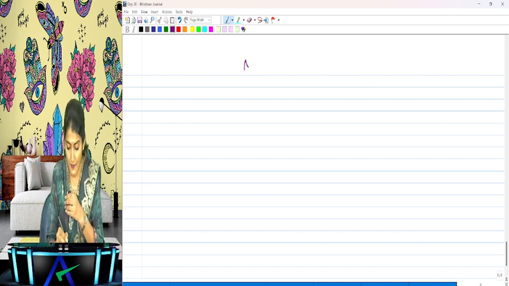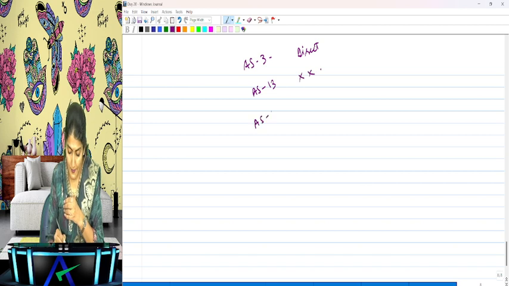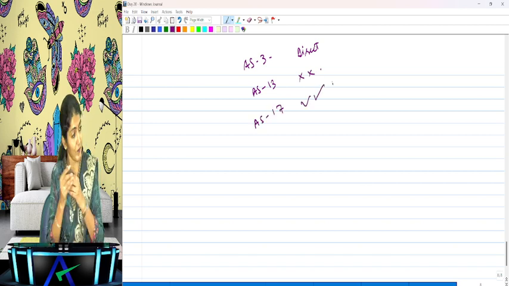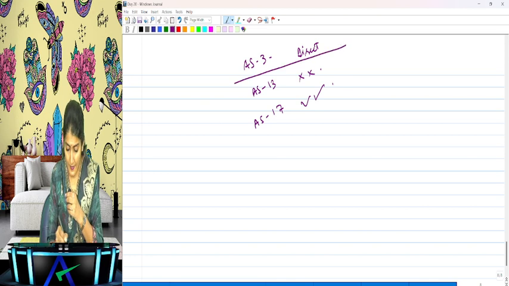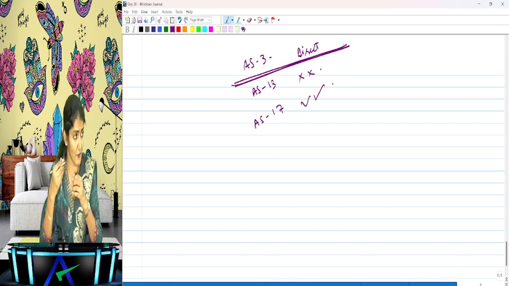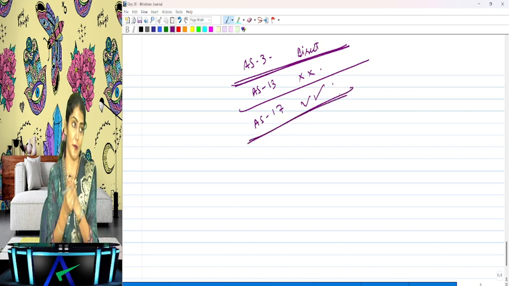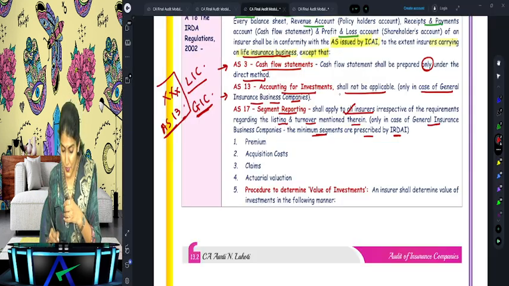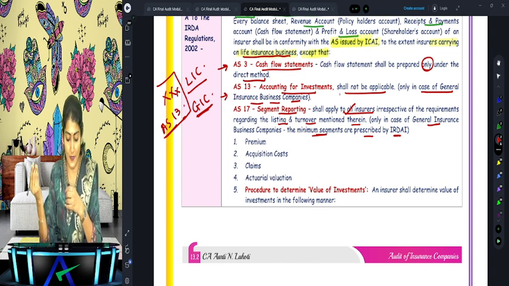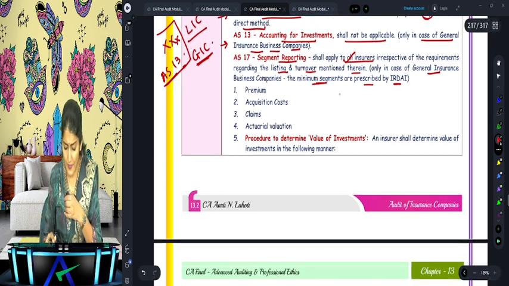So AS 3, cash flow only under the direct method. Then AS 13 for valuation of investments, not applicable. And AS 17, always applicable. Are you getting that? AS 3, direct: the cash flow statement is to be prepared only under the direct method. AS 13 never applicable, and AS 17 always applicable. So that is the exceptions to the accounting standards. Are you understanding that? And then what are the other points in the schedule?